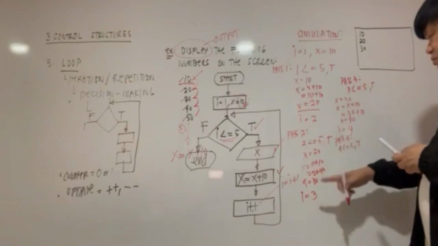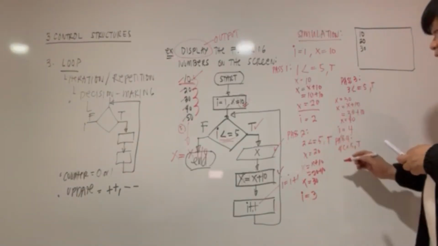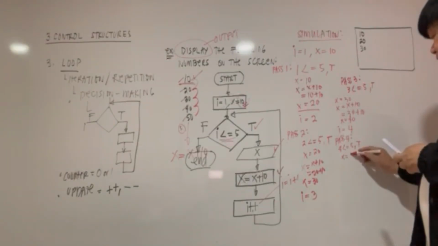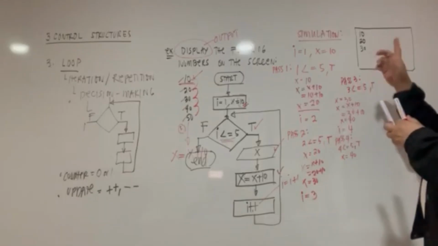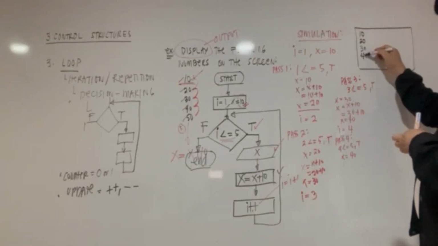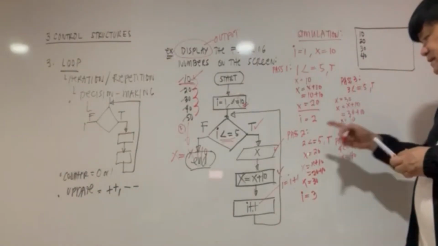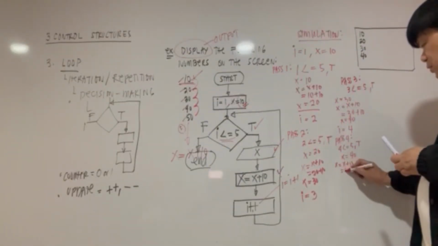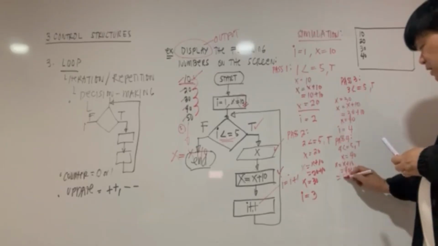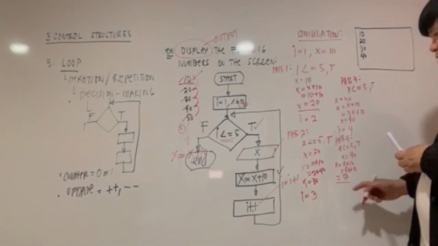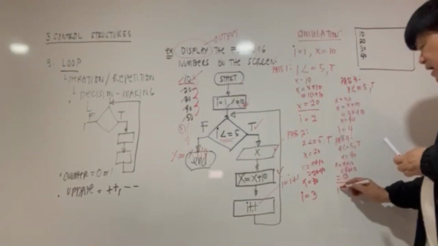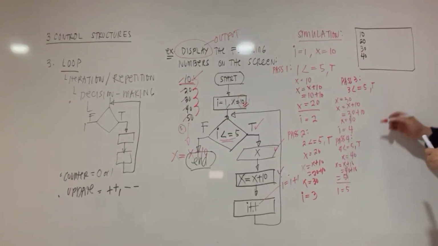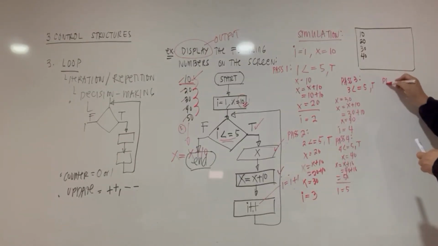And then we proceed to the instructions under the true. So we have x is equal to 40 already. Output that. Now output the x. So we output 40. And then what is the next instruction? X is equal to x plus 10. So 40 plus 10 is equal now to 50. Now, again, increment I now is equal to 5. Then we loop. So we are now at pass 5.